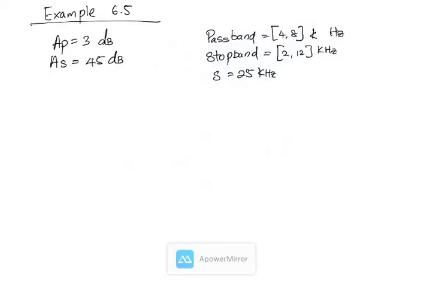To solve this question, first of all, we need to know the center frequency. F0 is equal to 0.5 times 4 plus 8. This is from the formula, the center frequency at the pass band. So the center frequency at the pass band is 4 plus 8 divided by 2, and you get 6 kHz.